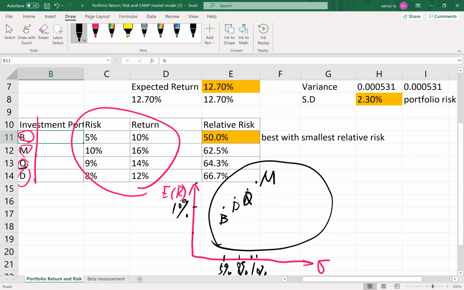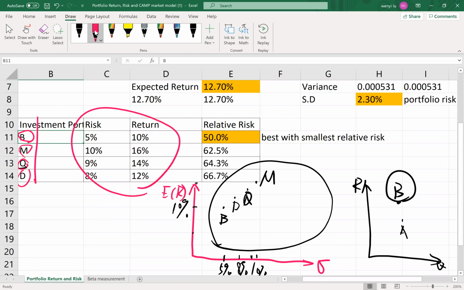But you cannot tell which one is better directly by comparing these dots. If you have two investments in this way, for example, this is risk, this is return, A is here, B is here. It's easy to tell. B is better than A because for the same risk, B offers more return than A. Sorry, so B is better. It's very easy to tell.